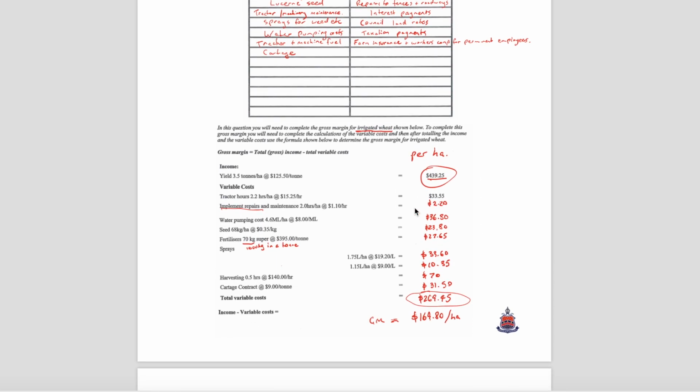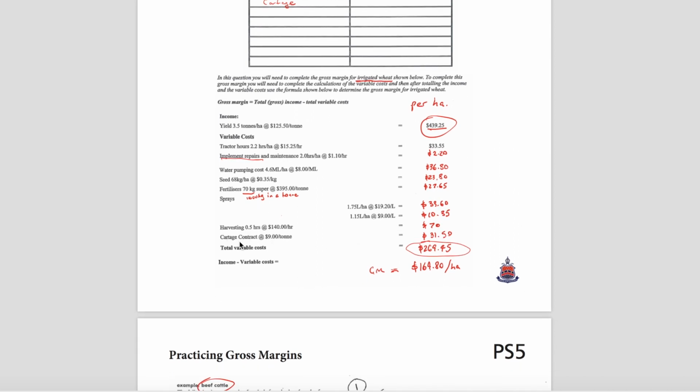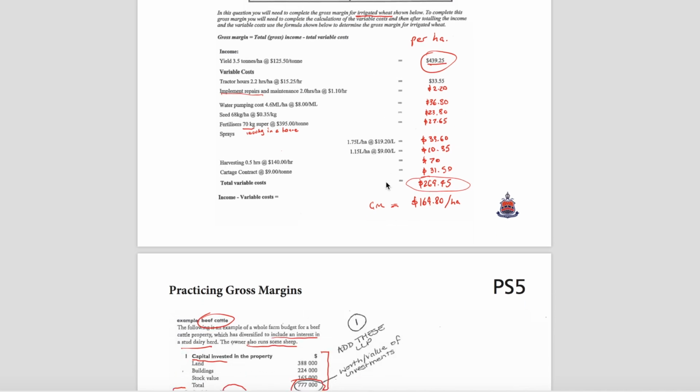So if you work that out, you've got a yield here of 3.5 tons at 125 a ton. That's your income. Then I've added up here all the variable costs, 2.2 hours at $15.25 an hour. It's given you $33.55. You just need to multiply these things and work out the totals. Harvesting, cartage, which is transport, which gives you a total of $269.45, which gives you a gross margin of $164.80 per hectare, because remember, this was all done per hectare.